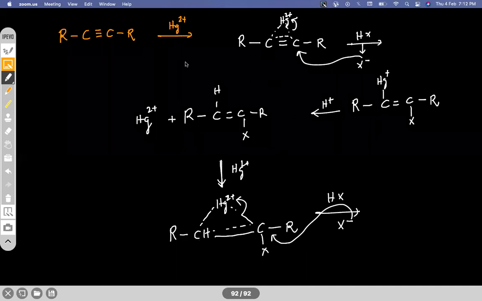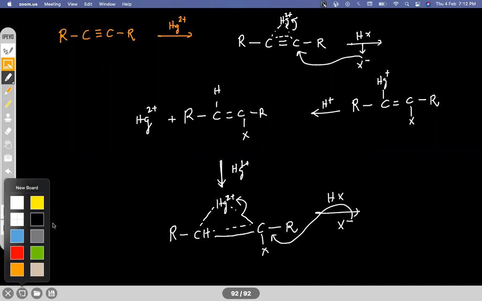Okay, so you don't need to know the mechanism. You just need to know that we'll get gem dihalides in this reaction. This mechanism anyway is not that important.